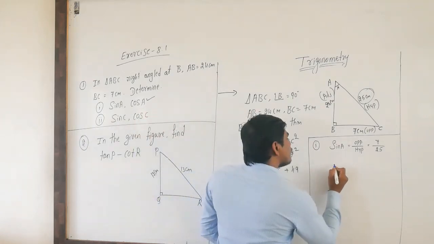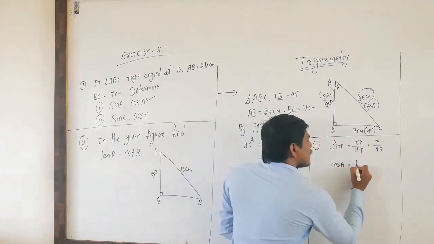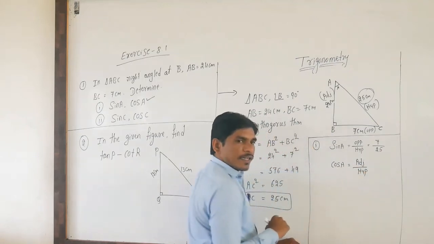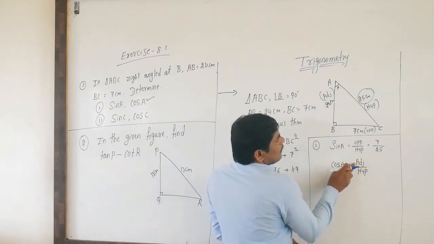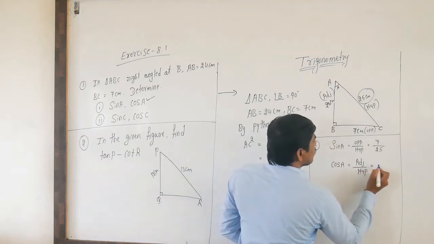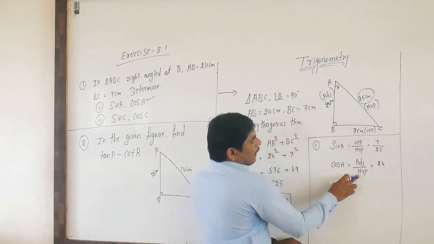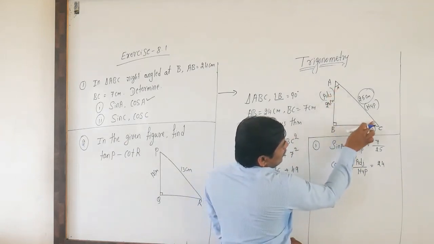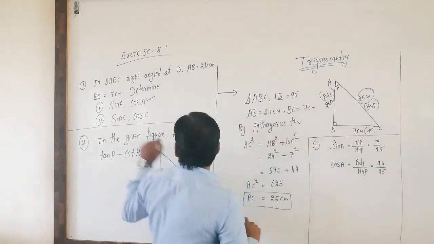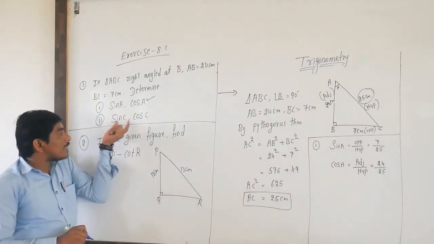Next, the second one is cos A. The cos A definition is adjacent by hypotenuse. Now this is the definition of cos theta. Here the adjacent side in this figure is AB. AB length is equal to 24. Here you write 24, and the hypotenuse side is 25. Here 24 by 25. Now the first result is clear.